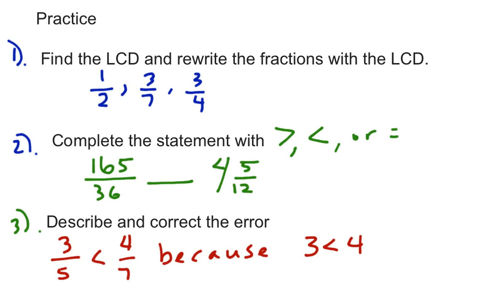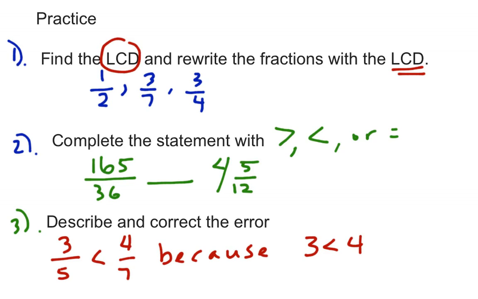All right, 3 practice problems for you. Number 1, find the lowest common denominator and rewrite the fractions with that lowest common denominator. So the 3 fractions, 1/2, 3/7, and 3/4. Find the common denominator, lowest, and convert them all.